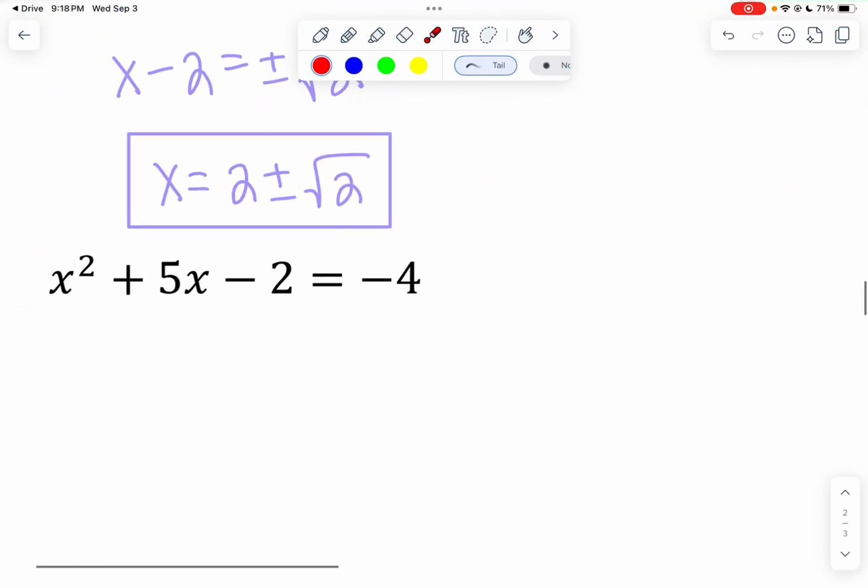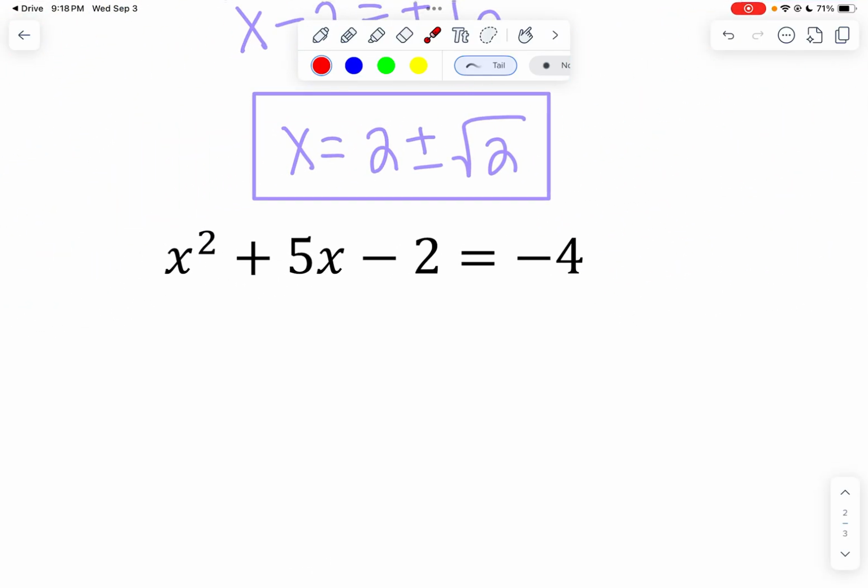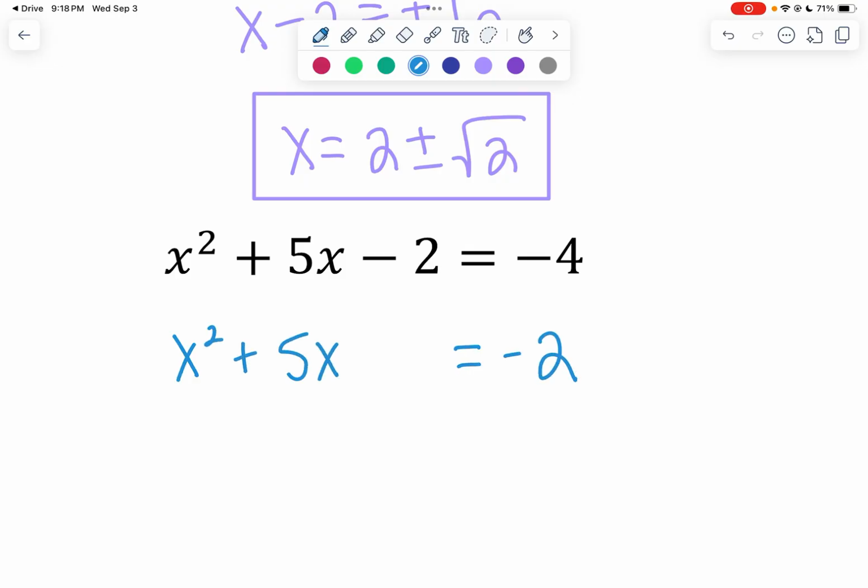So let's do a couple more with fractions. So right here, this -2 is not the number that I need. Remember that always has to be positive. So I'm going to go ahead and move that over. So I'm going to have x squared plus 5x equals negative 2.